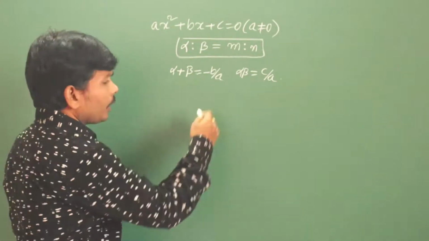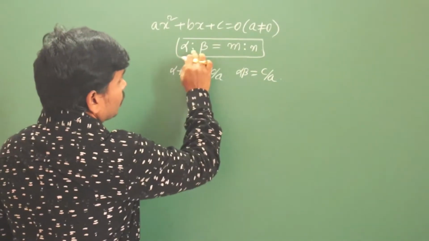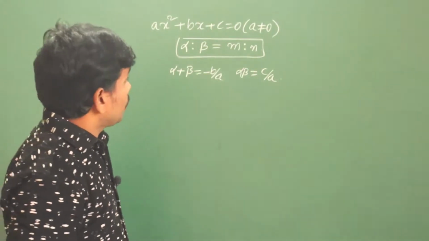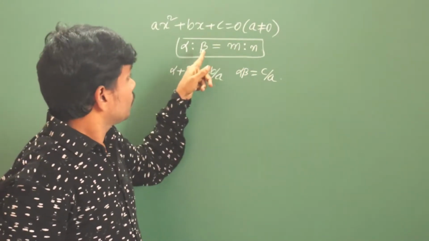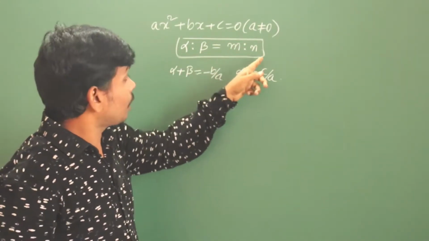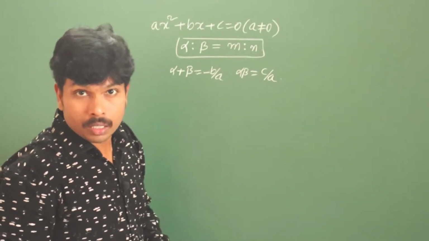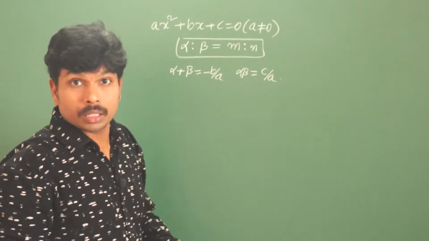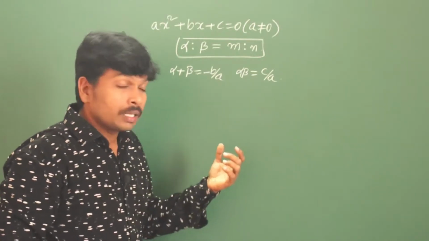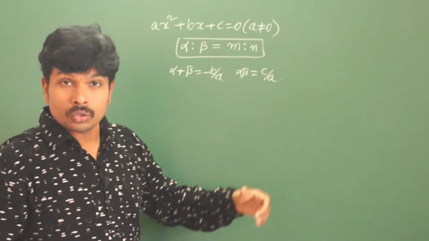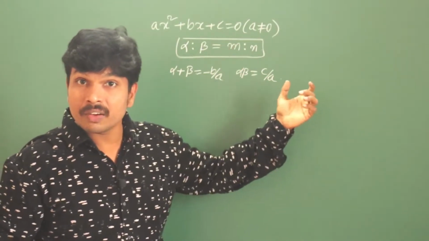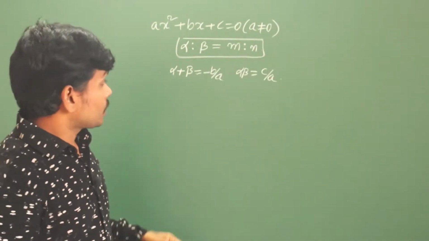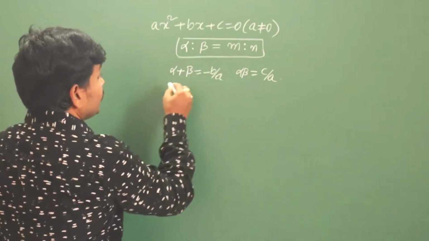Now here the roots ratio is given. Here alpha is the first root. If it is m parts, then the second root beta is how many parts? n parts. That part you don't know, so let it be k. So the first root alpha is equal to mk and the second root beta is equal to nk. Substitute mk in place of alpha.